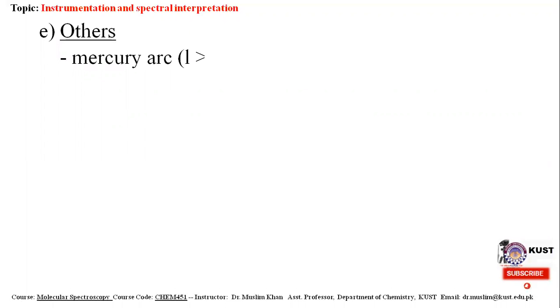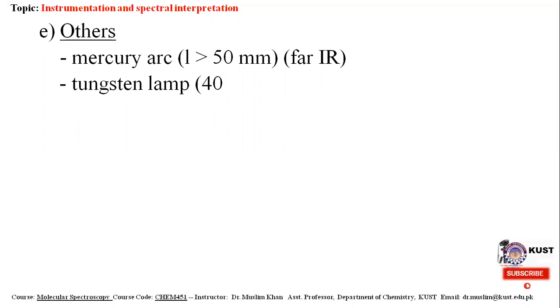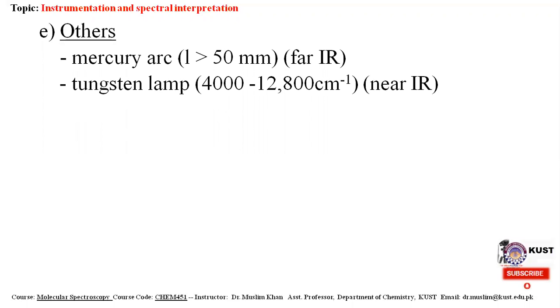The other light sources are the mercury arc, which is used in the far IR region, and the tungsten lamp, whose range is from 4,000 to 12,800 centimeter inverse and which is used in the near IR region.